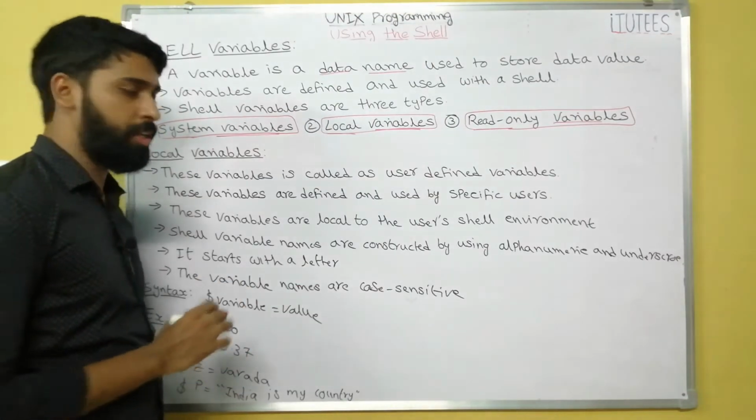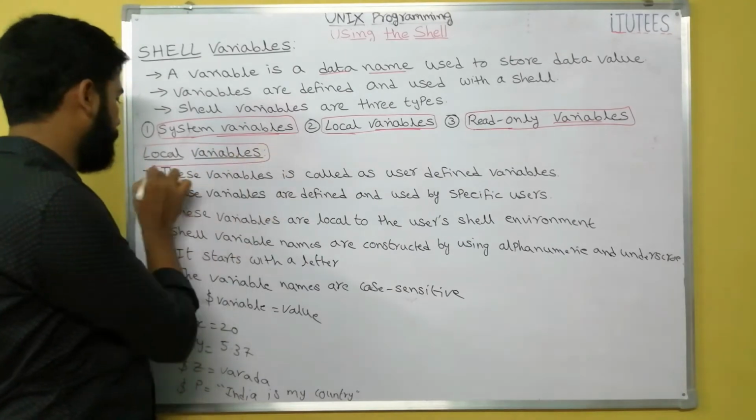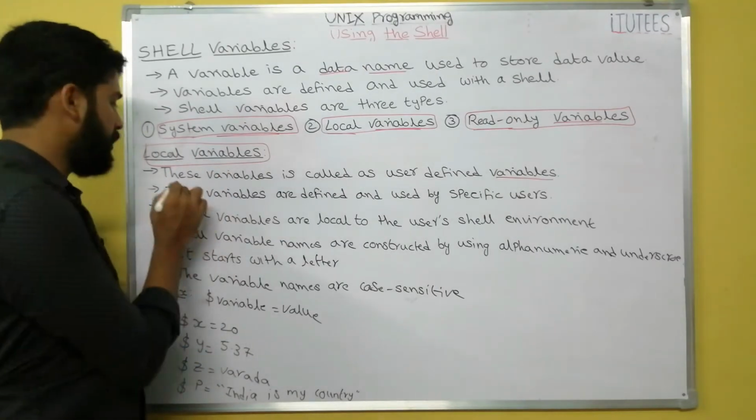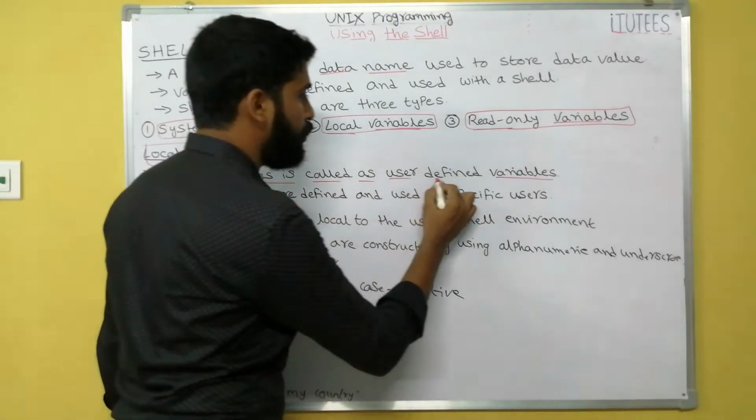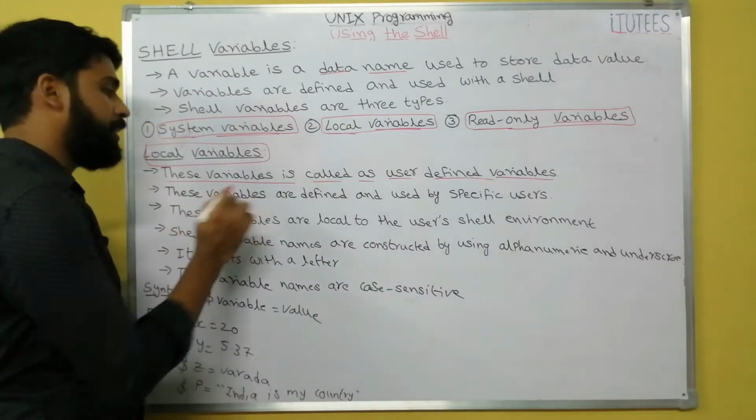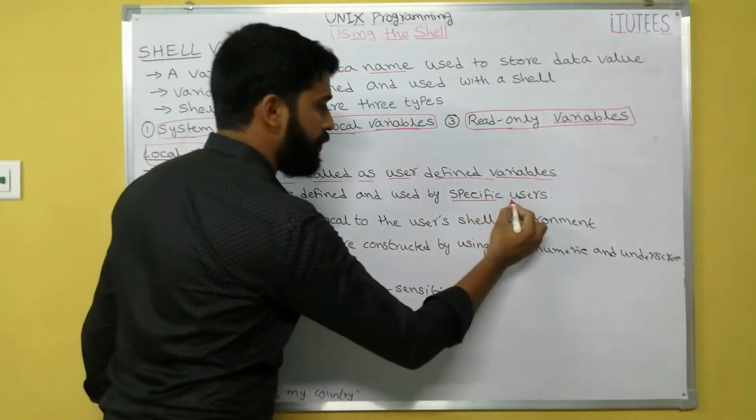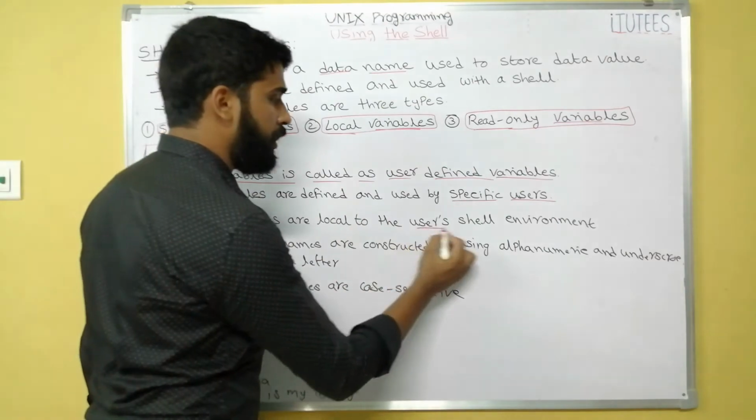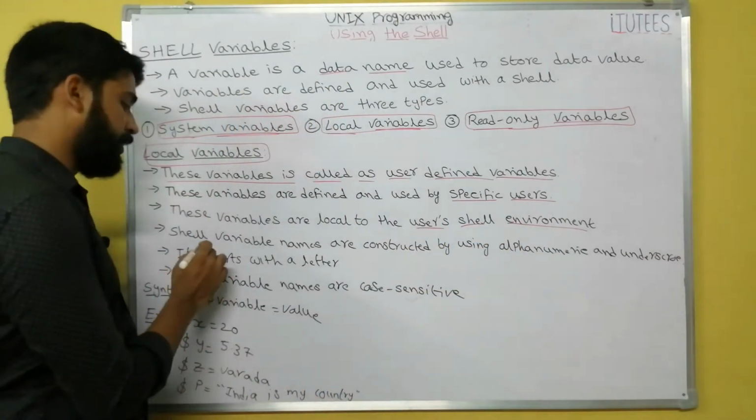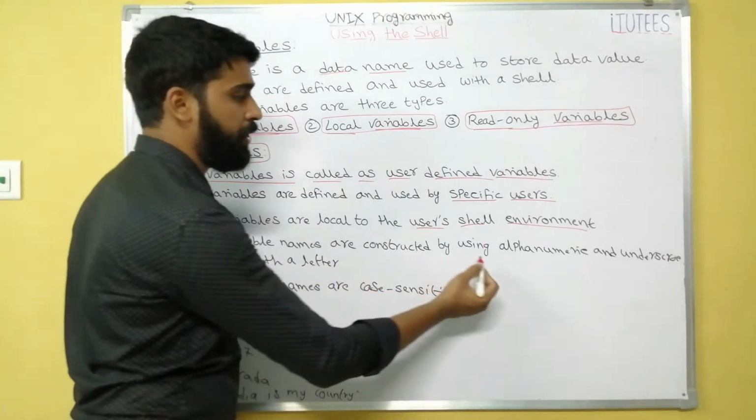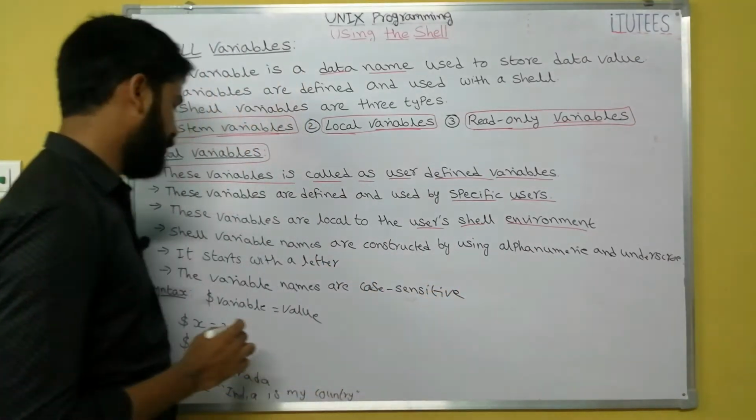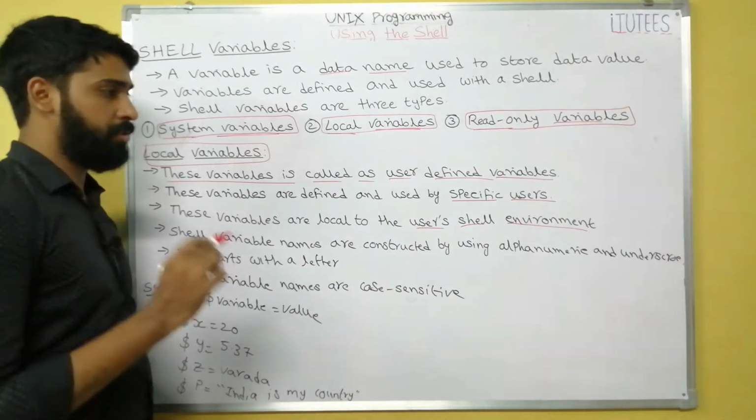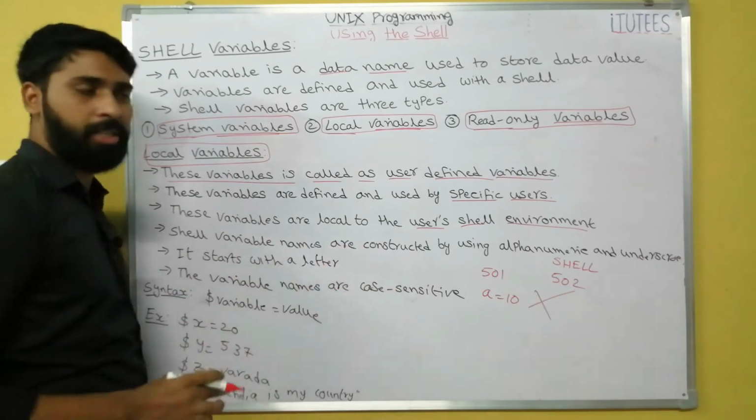So the next type of variable is the local variable. System variables are called global variables. Local variables are also called user defined variables. These variables are defined and used by specific users. These variables are local to the user's shell environment. Shell variable names are constructed using alphanumeric characters and underscore. It starts with a letter. The variable names are case sensitive.